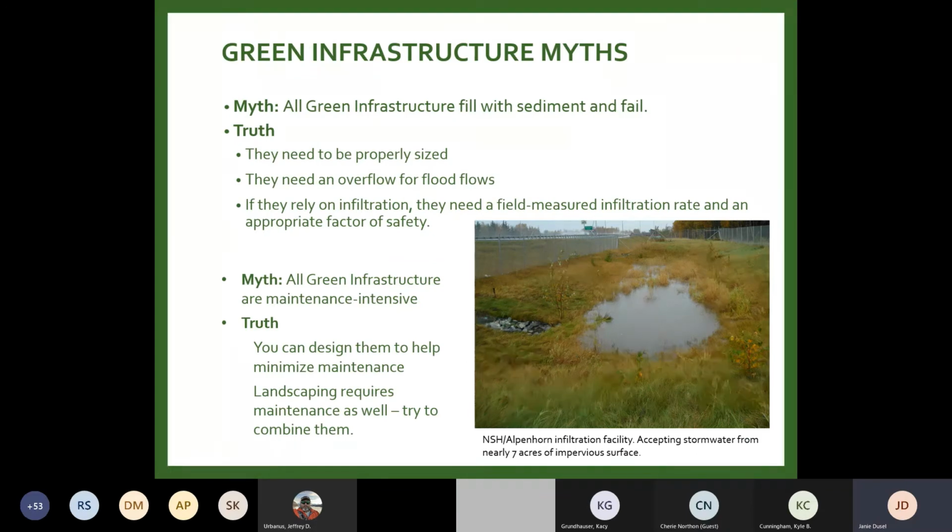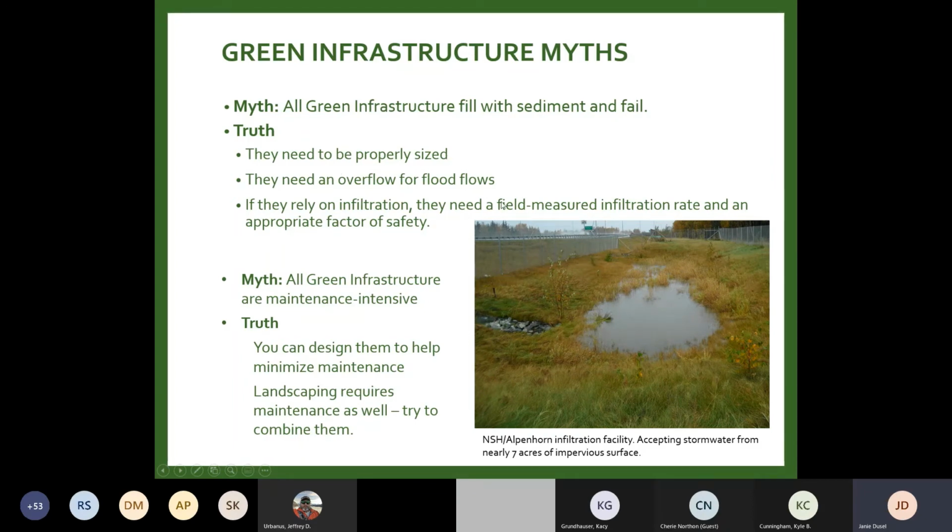So the first myth, and I hear this a lot, is that green infrastructure facilities are just going to fill with sediment and fail in Anchorage. They don't work because we put a lot of sand on the roads and there's lots of high sediment load and it's just simply not going to work. So that is indeed a myth. It's not true. The truth is you do need to have your green infrastructure facilities properly sized, and you need to consider your sediment inflow when you are properly sizing them.